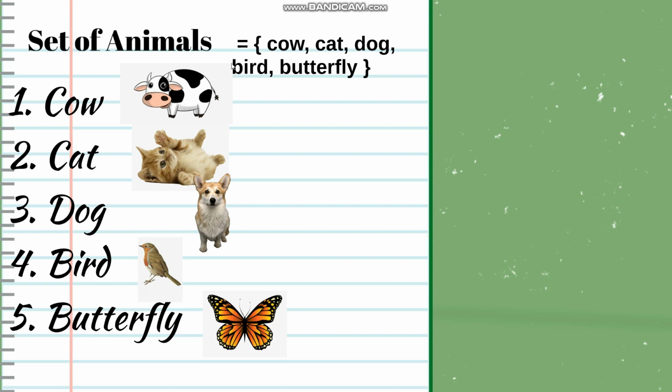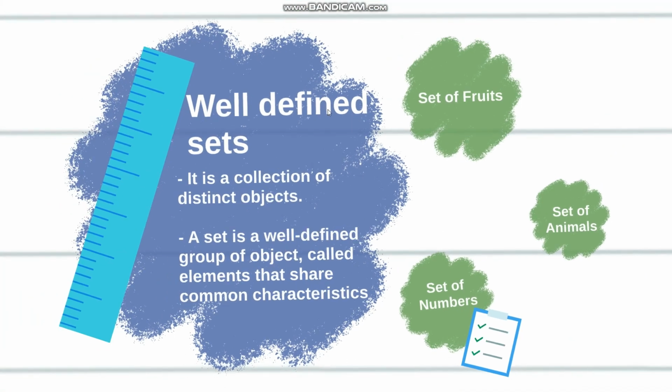And the set of animals does not only contain these five. There are a lot of animals. We could add as many elements as we want, as long as they are animals, in order for us to have this set of animals. Let's add lizard. We would add dolphin. We would add whale. Those are animals, so they belong to the set of animals. And let's continue.